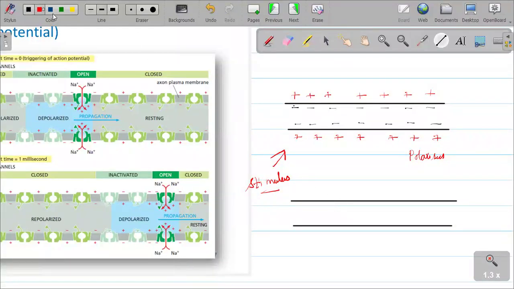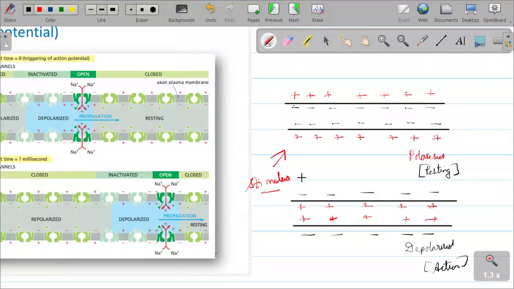This was the initial condition. Now the charge will get reversed. The inner core will become positively charged, that is, the axoplasm will get positively charged. The outer ECF will become negatively charged. That is what is given here. This is called depolarized. This potential is called resting potential. This one is called action potential.